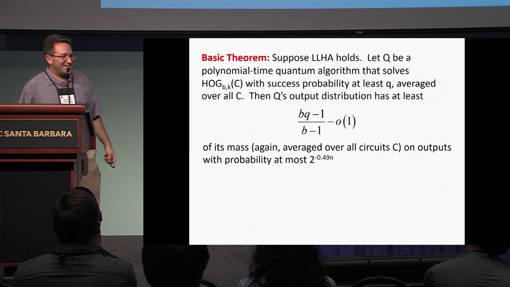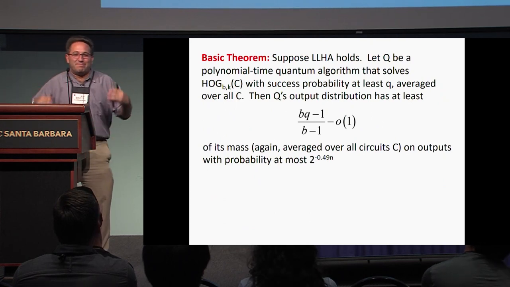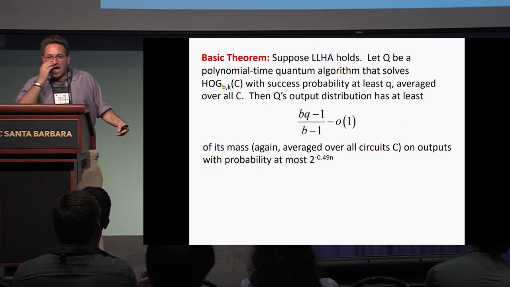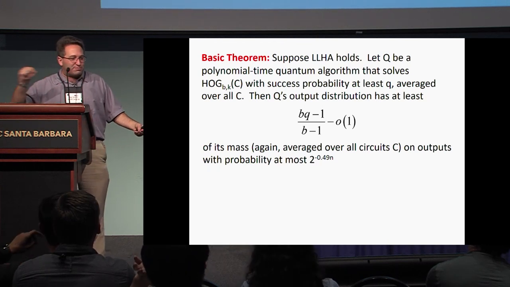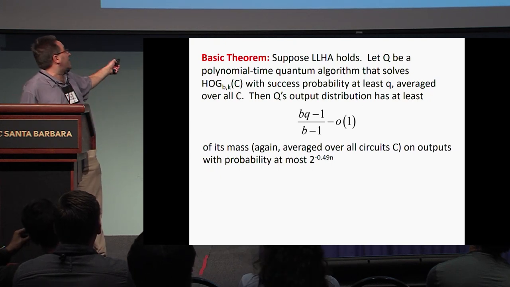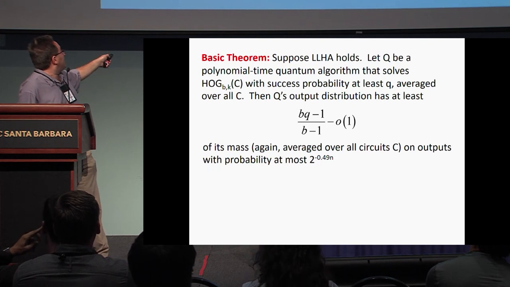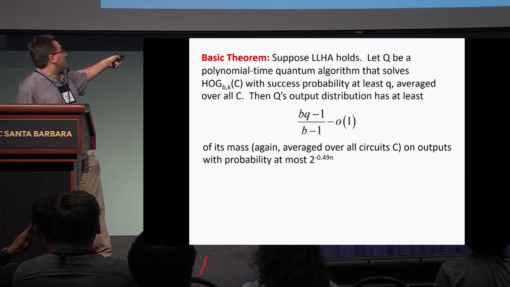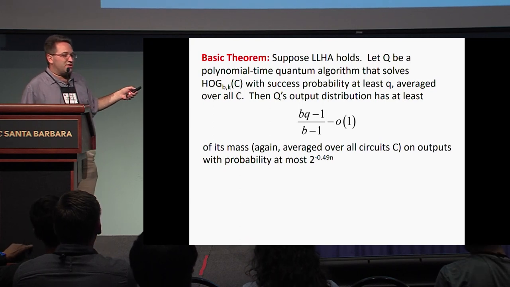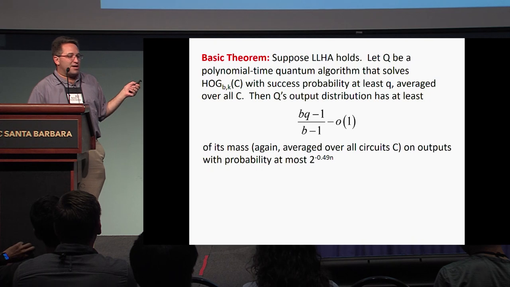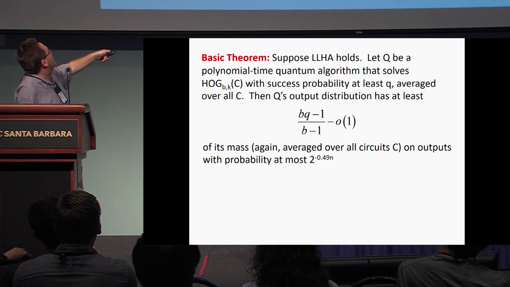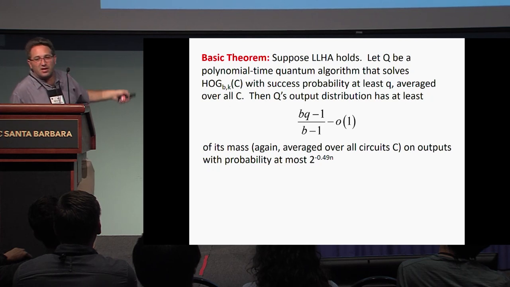Right, and so the basic theorem that one can prove is that if that LLHA holds and we just analyze a single round of this protocol, and it passes, solves the Hogg problem, then in each round it generates some good amount of min entropy. So the output distribution of your quantum algorithm must have at least this fraction of its probability mass on outputs with, say, at most this probability.